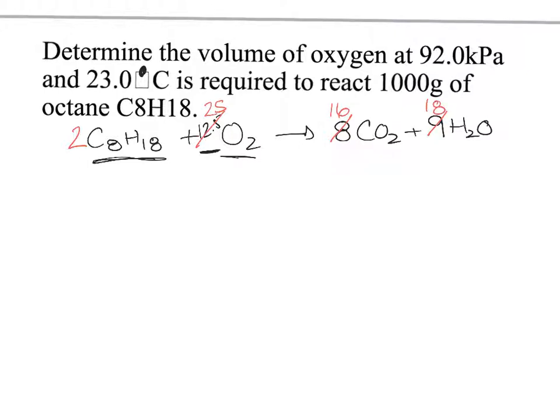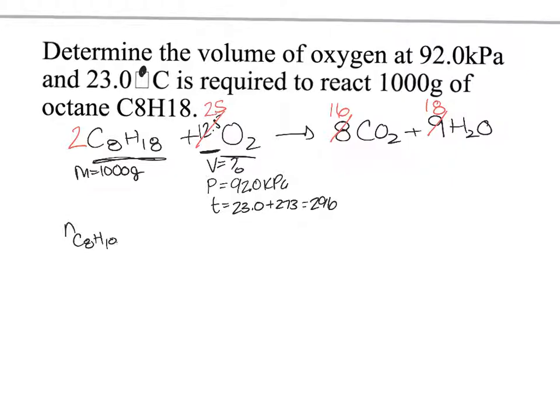Now it says determine the volume, and it's telling me the pressure, and it's telling me the temperature, which of course I would have to change to kelvins. So that would be 296. It's going to react with 1,000 grams of this, so the first job is to figure out the number of moles of octane that I have by doing mass divided by molar mass.